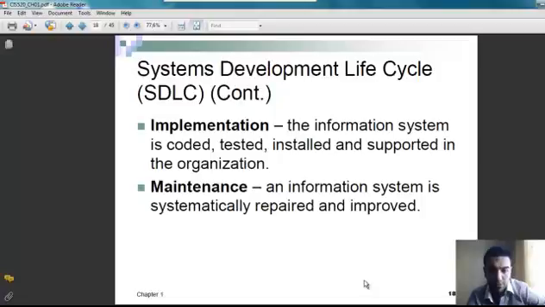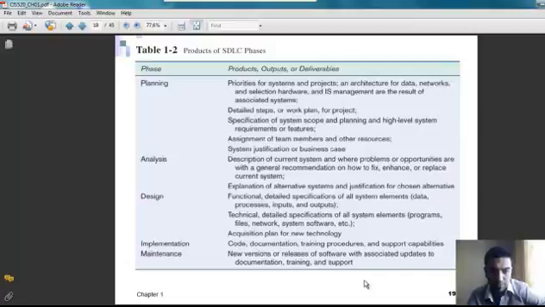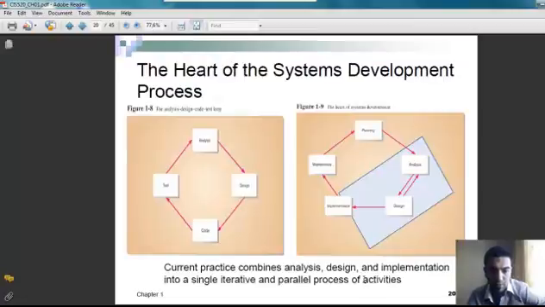Implementation. The information system is coded, tested, installed, and supported in the organization. Maintenance. An information system is systematically repaired and improved. This is the heart of the system development process. It's about analyze, design, code, test.